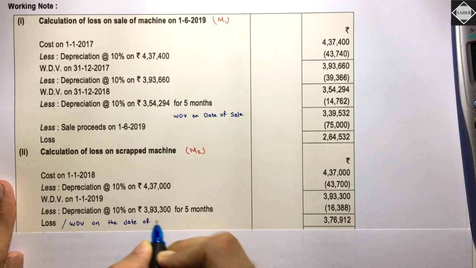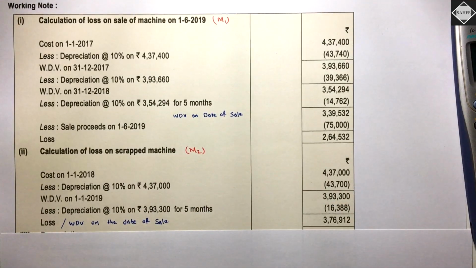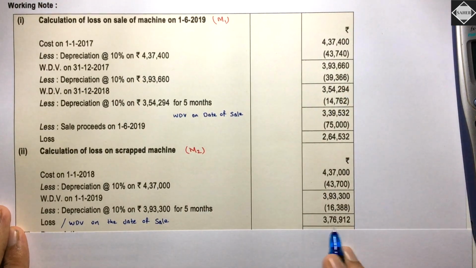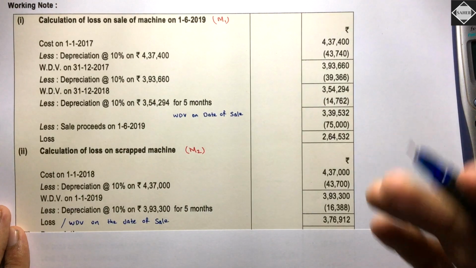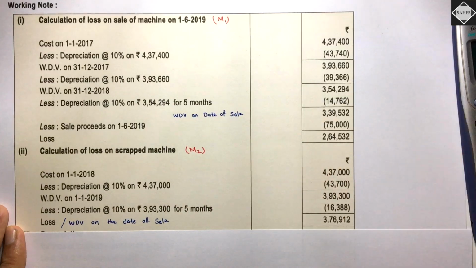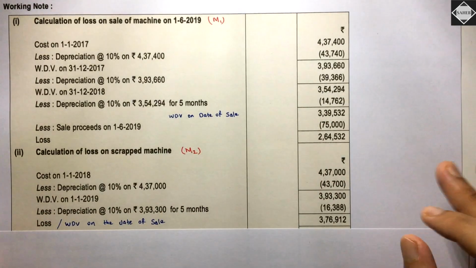Is that clear? Did you understand? There was nothing recovered, you didn't get anything. No sale proceed, entire zero. So whatever WDV on the date of sale was there, 3,76,912 minus sale proceed 0 is the same figure, so that's loss. Is that clear? Easy and straightforward. Okay, now let's move on.